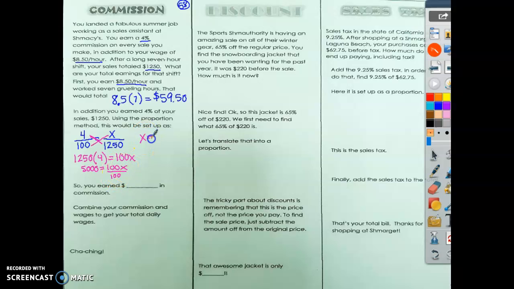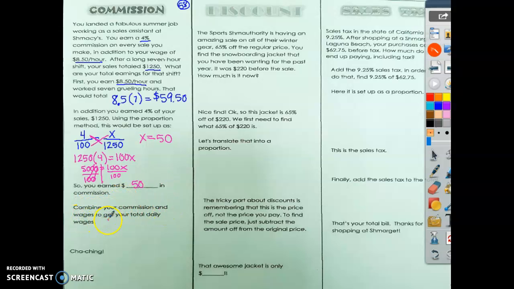So x is equal to, well, whatever we do to one side, we have to do to the other. So since we divided this side of the equal sign by 100, we're going to divide the other side of the equal sign by 100 also. You get 50, so x is equal to 50. So you earned $50 in commission.